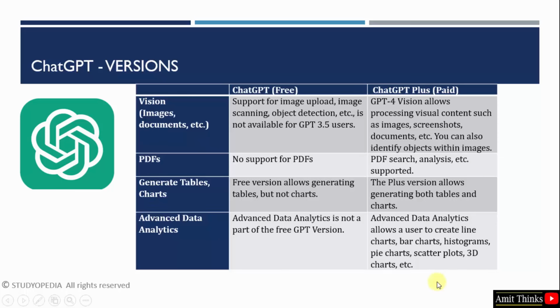Now regarding images and documents, you cannot work with them in the free version, but with the paid version you can easily work on visual content, such as images, screenshots, and PDF documents. With that, you can also easily identify objects within images. That is, object detection is a part of GPT-4 vision, which is the paid version. As I told before, PDFs are not supported in the free version, whereas PDF search, analysis, key insights, summary, everything is supported in the paid version.